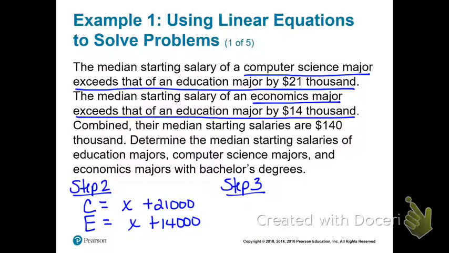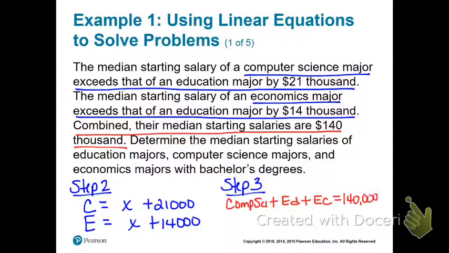So, write an equation in x that models the conditions. It says combined, their median starting salaries are $140,000. What does it mean combined? It means we're going to add them all up. So we would add the computer science plus the education plus the economics. Notice I put EC this time for economics, and they should equal $140,000.